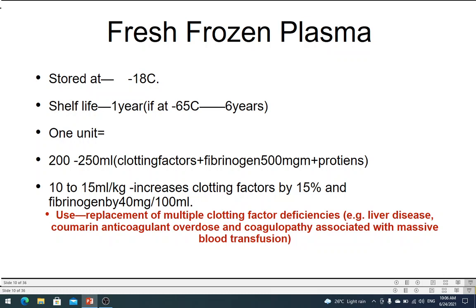Alright? The thing is, it must be frozen immediately. The time gap between the collection and the freezing is about 6 hours, within 6 hours. So that is very important. That's why it's called fresh frozen plasma. You understand? If you keep it for a long time, I told you it will lose a lot of activity, most of its useful activity. So you have to freeze it immediately. That's why it's called fresh frozen plasma.